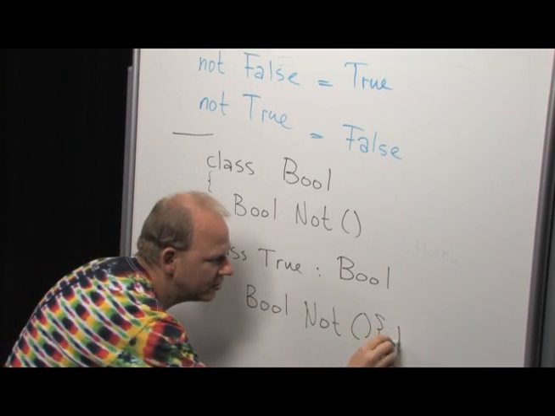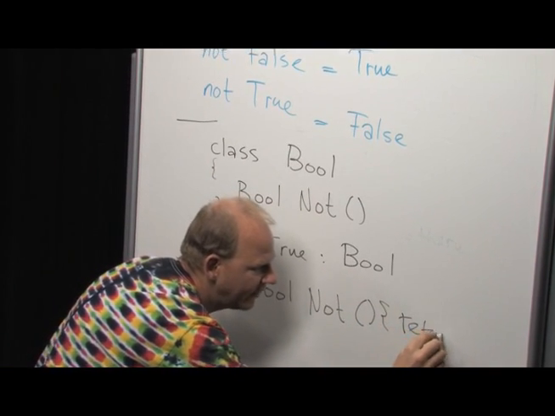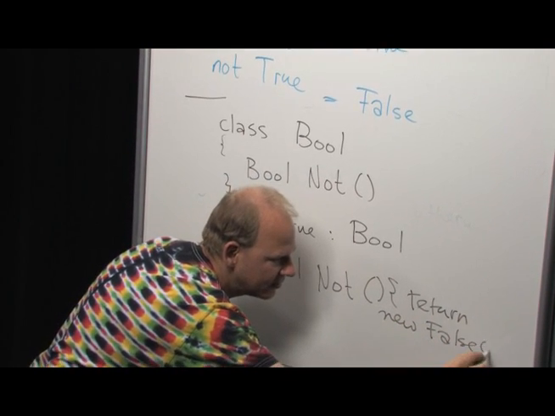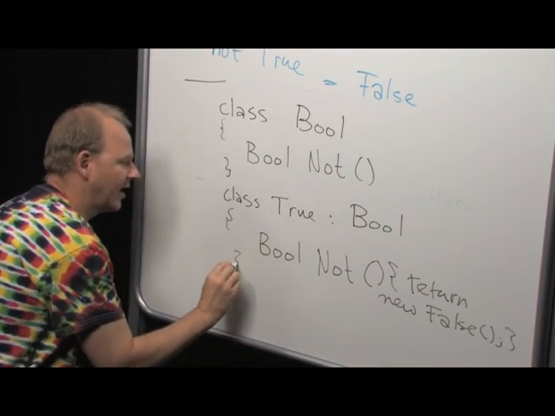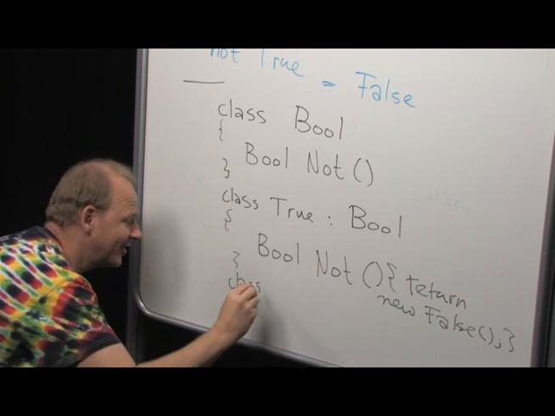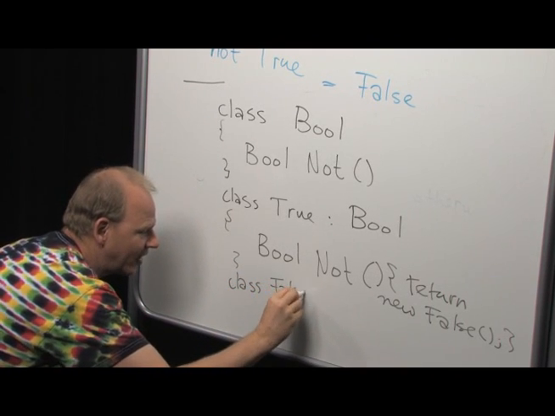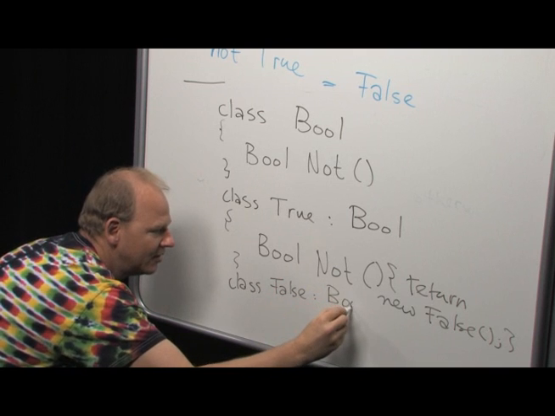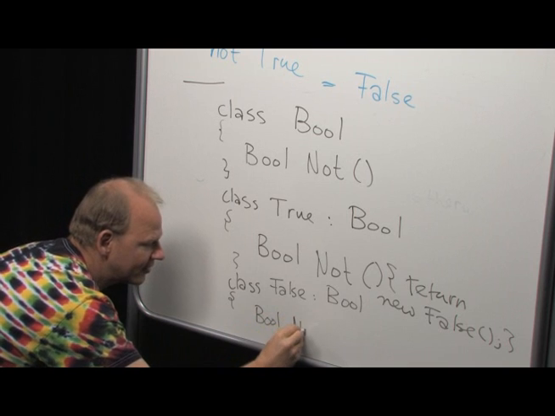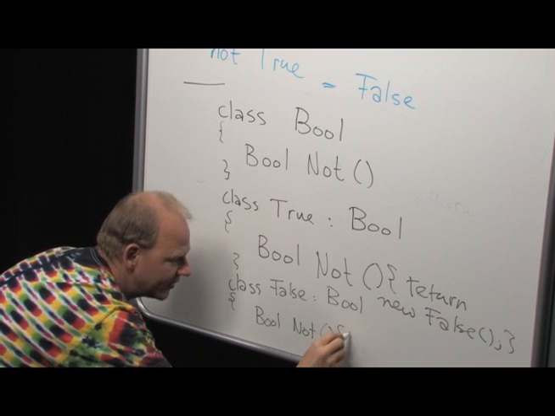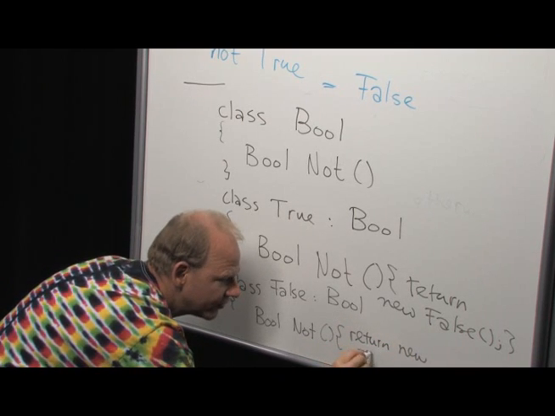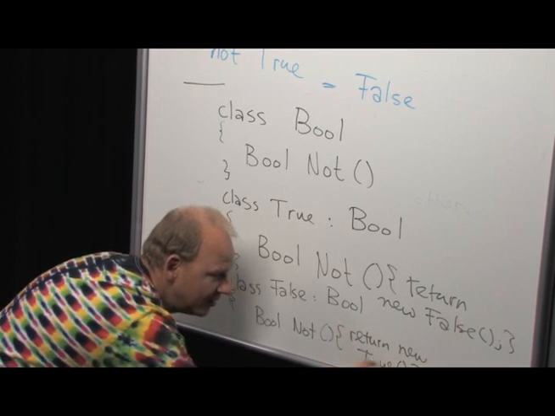And since this was True, we return new False. And similarly, when we have the False type, which is a Bool, now I have to define Bool Not, and I say return new True.